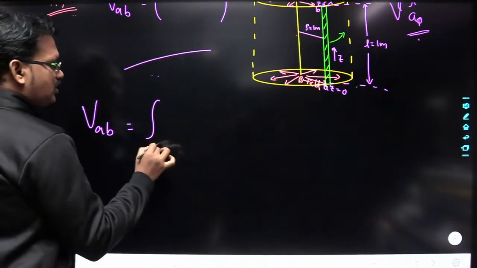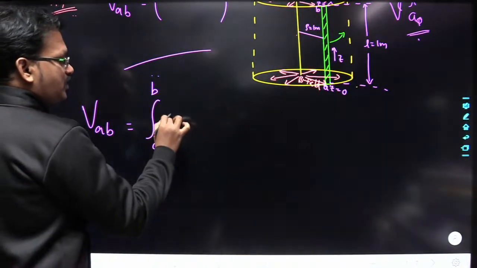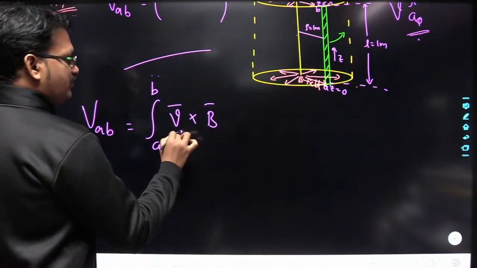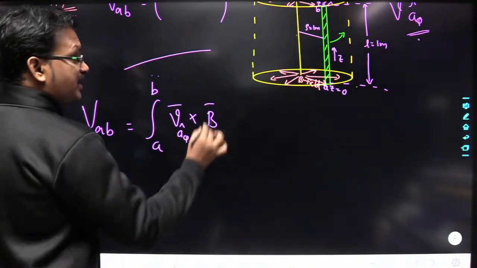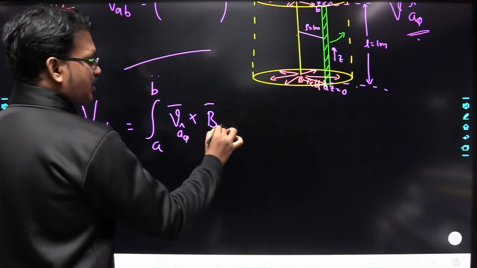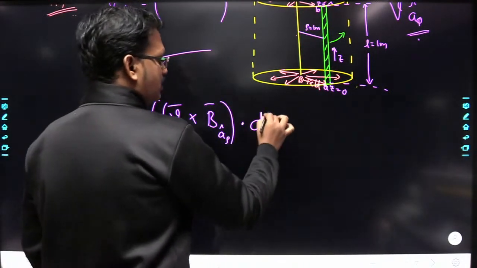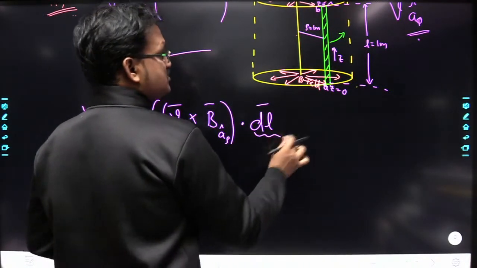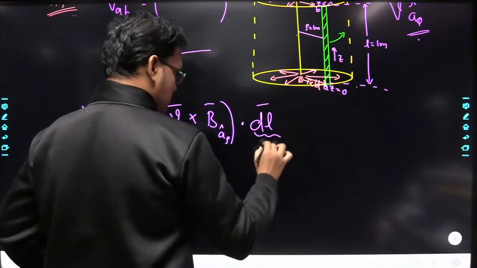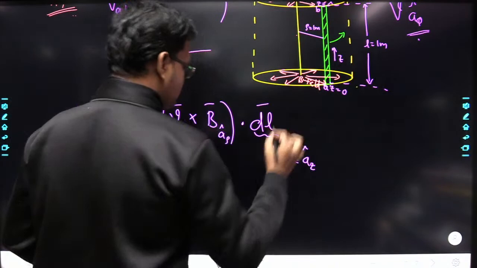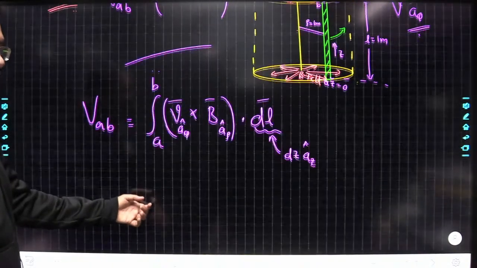V_AB is equal to what? Integral from A to B of V bar cross B bar dot dL bar. Velocity is in the phi cap direction, and the B field is in the rho cap direction. The dL bar is along the length of the conducting bar, so that is nothing but dz a_z cap. So I have given everything here.